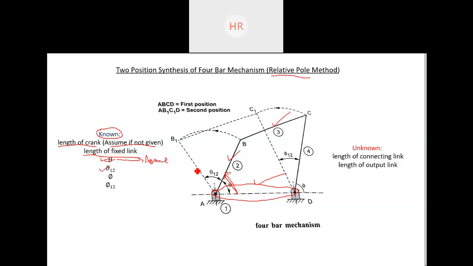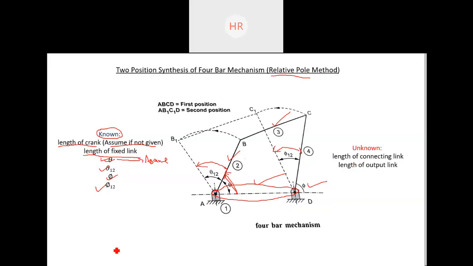Theta 12 is the angle between the first and second position of the input link. Phi, this angle of the output link, the first position of the output link, will be known. And phi 12, this angle between the first and second position of the output link, will be known.